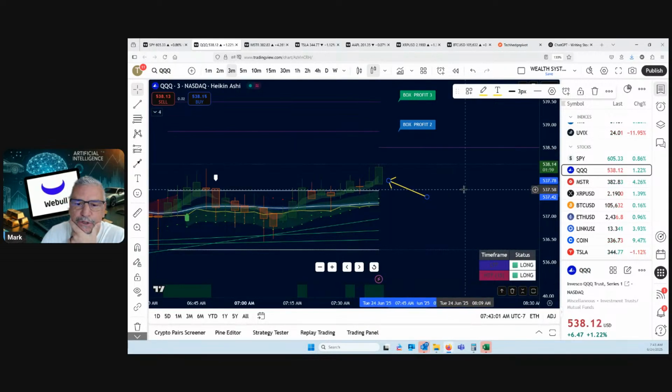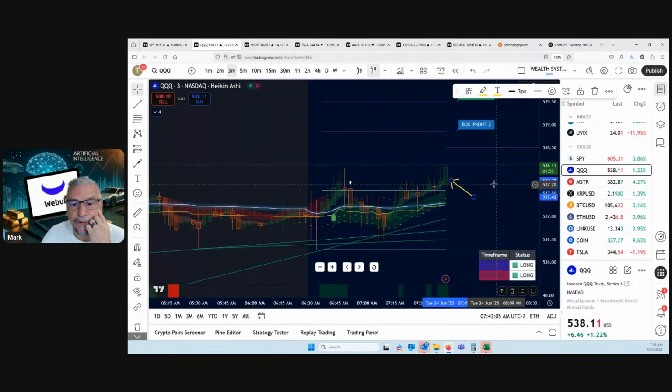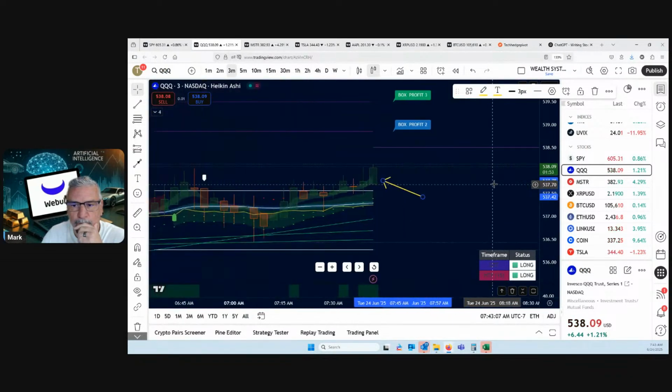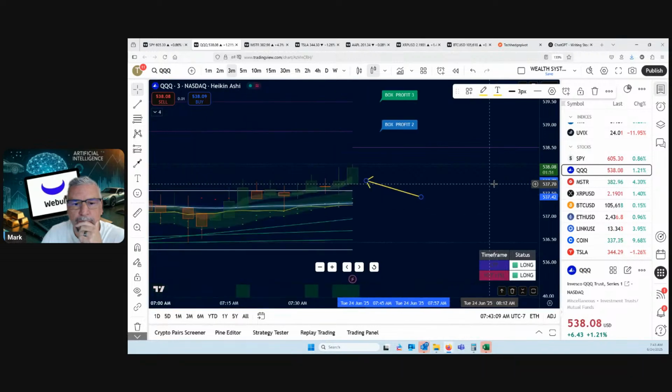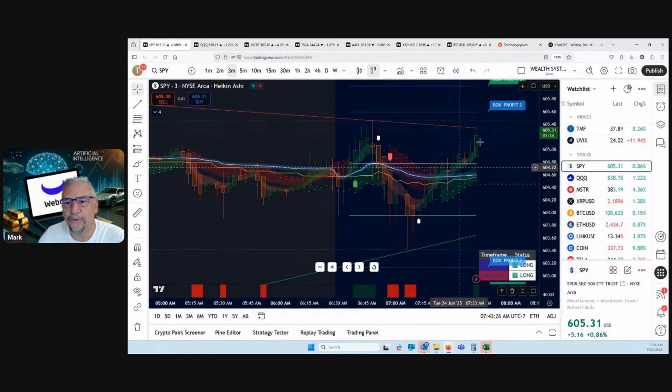538.50 is the first target, which is very, very possible. In the short term here, that can happen now, within the next, before the minute and 40 seconds is up. So very interesting. I'm going to go over here to the SPY.